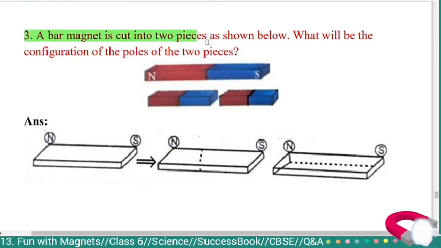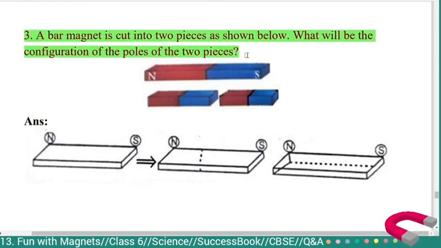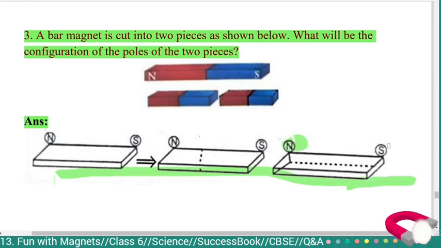Third question: a bar magnet is cut into two pieces as shown below. What will be the configuration of the poles of the two pieces? Answer: whenever the bar magnet is cut into two pieces, the answer is shown here. Again it will form north and south poles.